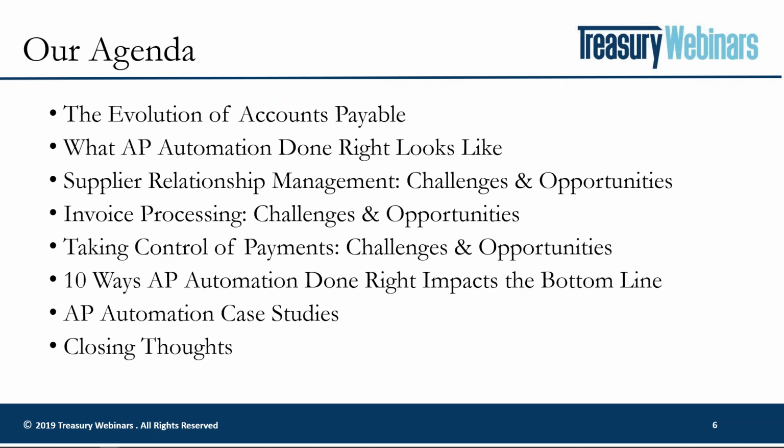So how are we going to accomplish our objectives today? Well, we're going to take a little look at the evolution of accounts payable and really the current state of accounts payable, the technology available, the knowledge available. All companies should be making accounts payable a strategic priority, and the time to do so is now. We'll take a look at what AP automation done right looks like, and then we'll start to get into the value proposition of AP done right. We'll talk about supplier relationships, invoice processing, and taking control of payments, and really start to set the stool for that value proposition to your company and investing in AP done right.